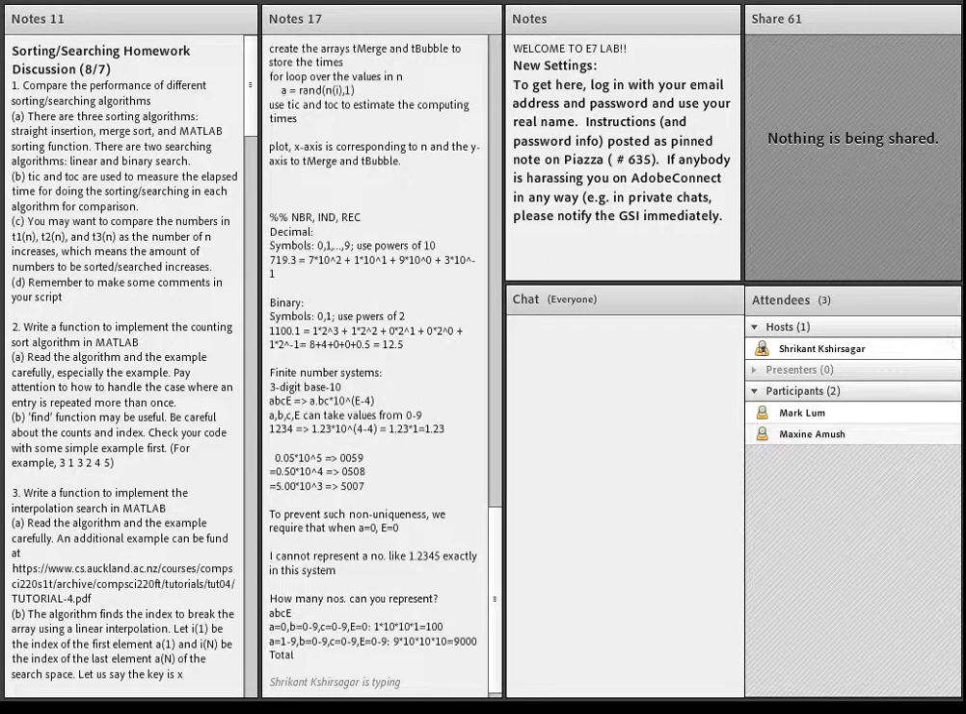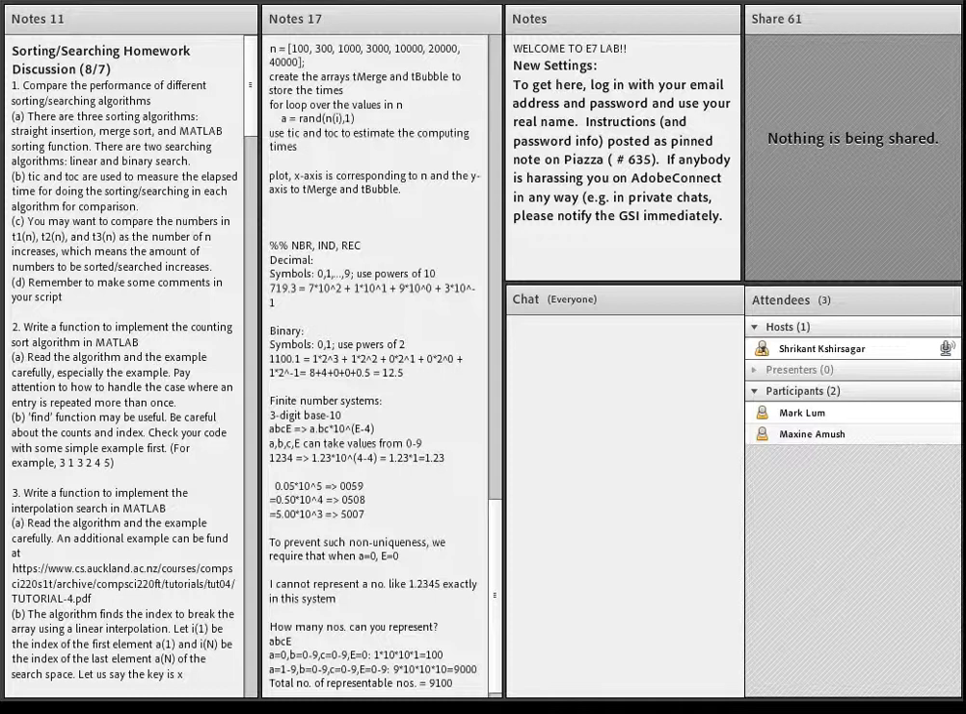So the total number of representable numbers in this finite system is simply 9,000 plus 100, 9,100. So this shows us that only 9,100 real numbers can be represented in this system. And as you know, there are infinitely many of them. So obviously you cannot represent all of them. And that illustrates one of the limitations of a finite number system.